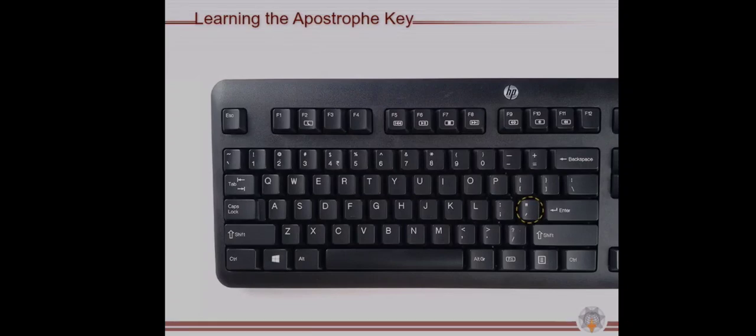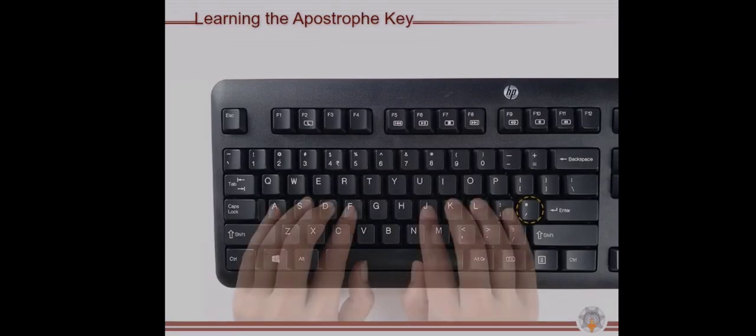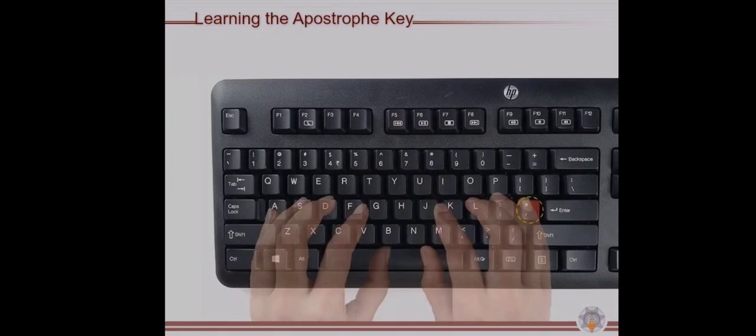There's one last character on the home row that we still haven't talked about, the apostrophe key. This is located just to the right of the semicolon key on the right side of the home row. This is quite an important key when it comes to typing because it's used a lot.